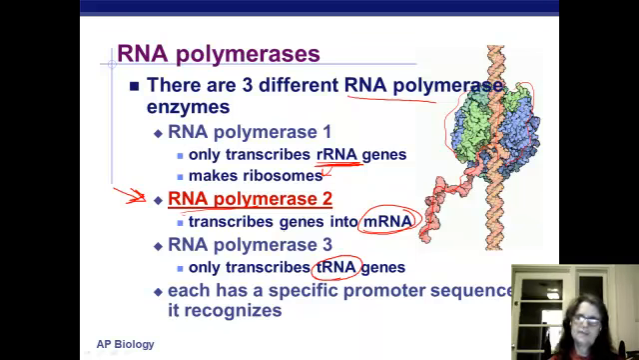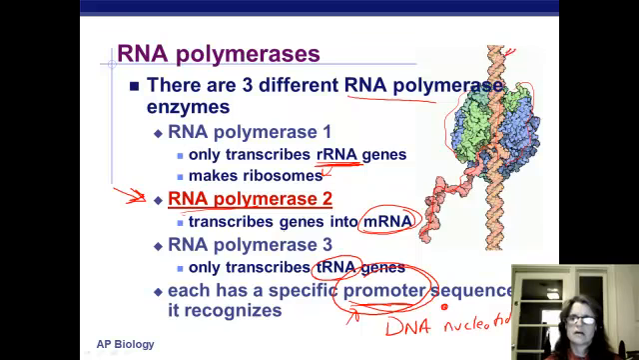Now, each of these enzymes has what is called a promoter sequence. What that means is a sequence on the DNA that it recognizes. This is a particular sequence of DNA nucleotides that the enzyme will recognize, and it knows, hey, I'm supposed to attach right here on the DNA molecule because I'm seeing AACGT or whatever the particular sequence is. If it sees it, it knows it's supposed to attach and start transcribing.